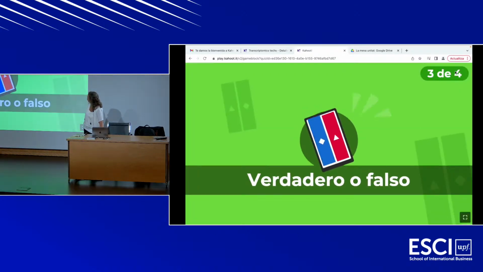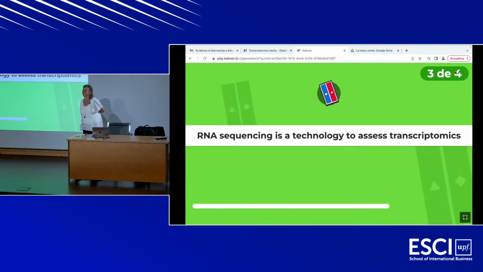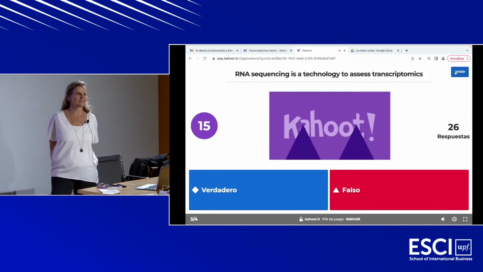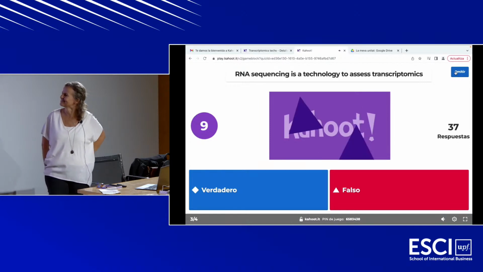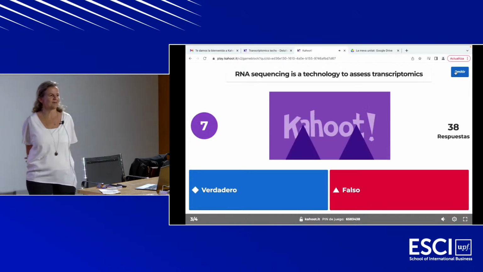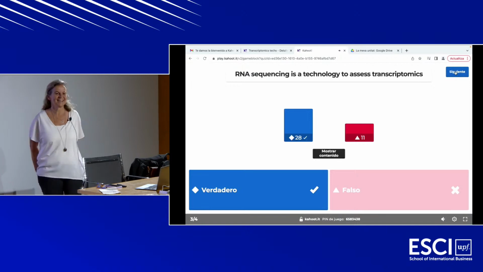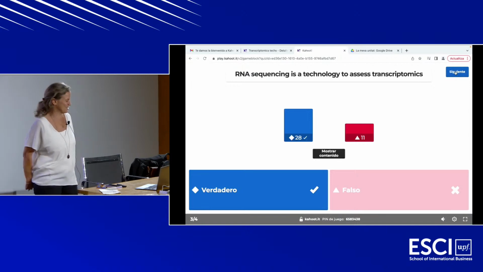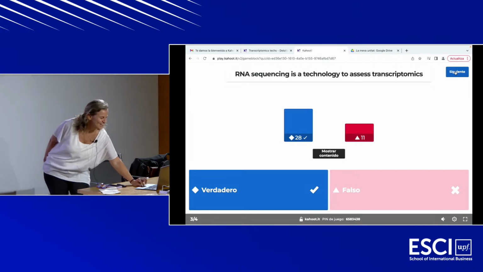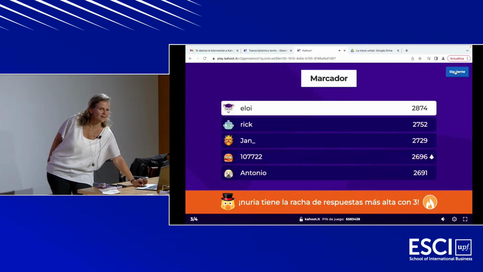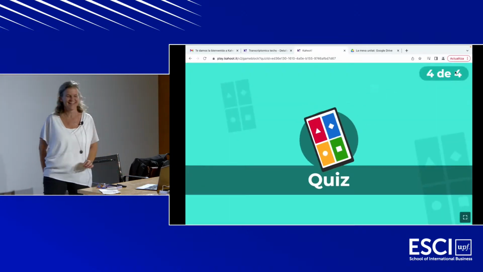Next one. RNA sequencing. Is it a technology to assess transcriptomics? I think you have too much time to answer those questions. Yeah, this is another technology that we will see today. Is Eloy a first-year student? Yes, okay, congrats.